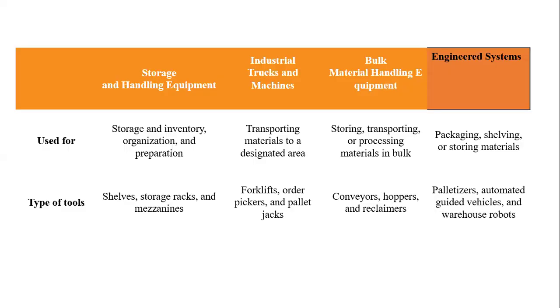And next, here I have differentiated 4 types of equipments which are commonly employed. First one is storage and handling equipment. Then second one is industrial truck machines, and third one is bulk material handling equipment, and the fourth one is engineering systems. So let us see one by one in detail.